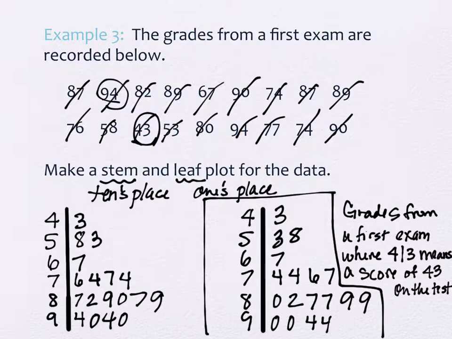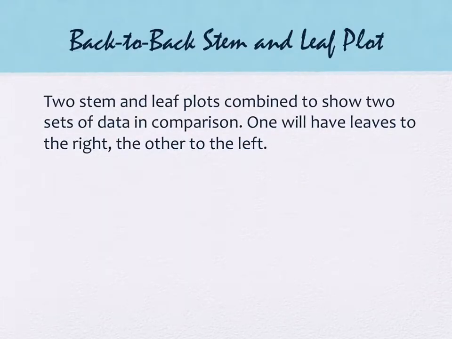So there is a very nice extension to this called a back-to-back stem and leaf plot. And what these are is 2 stem and leaf plots combined so that they can show a comparison of 2 sets of data. So one of them, instead of just having leaves to the right-hand side like the one we just did, will actually extend to the left-hand side as well.